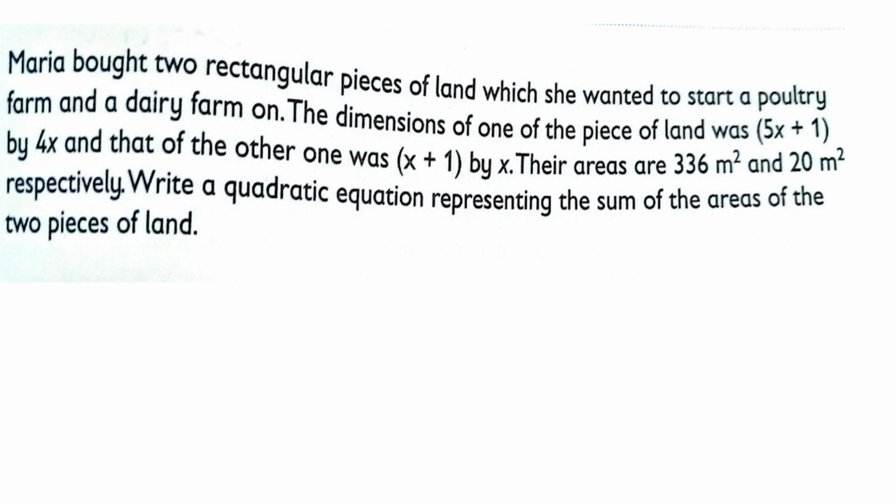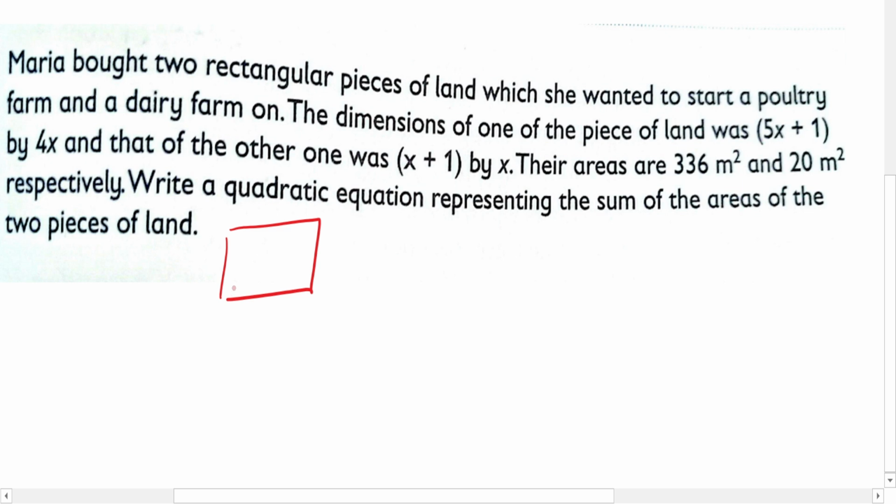Maria bought 2 rectangular pieces of land on which she wanted to start a poultry farm and a dairy farm. The dimensions of one piece of land were 5x plus 1 by 4x. So one rectangle has dimensions 5x plus 1 and 4x, and the other one was x plus 1 and x.